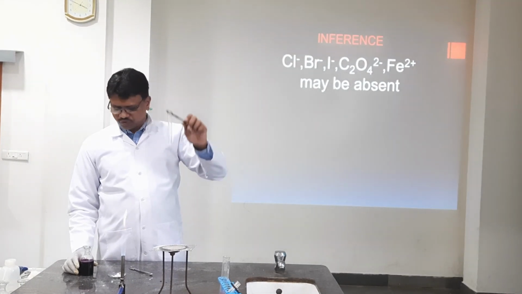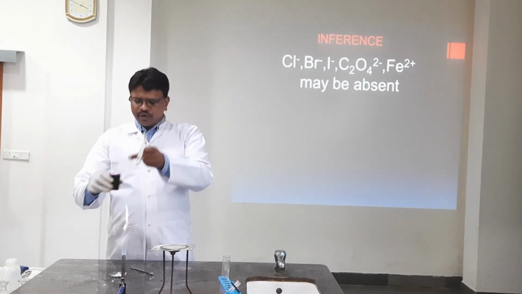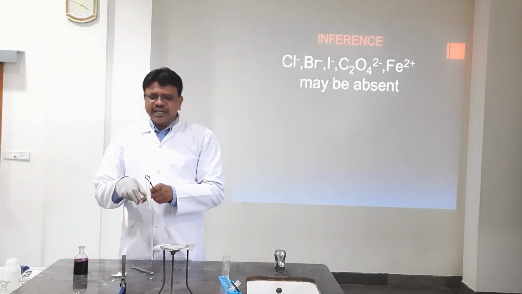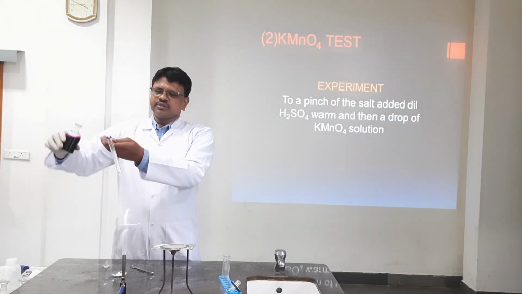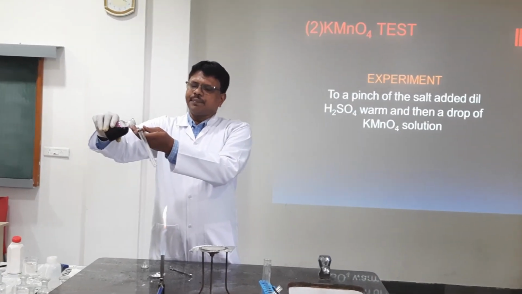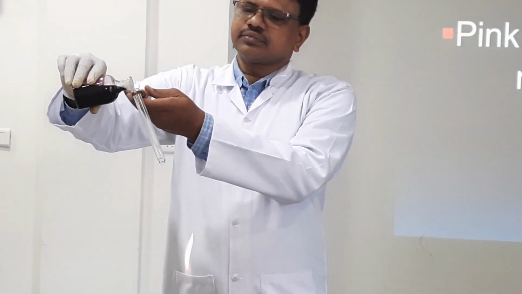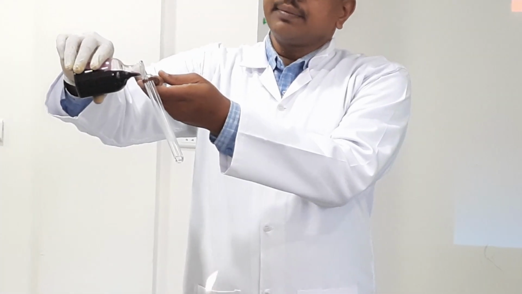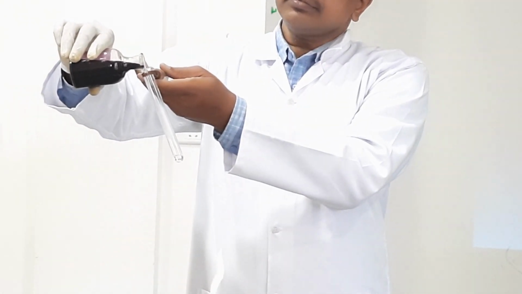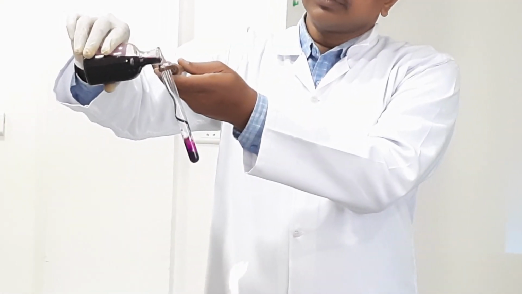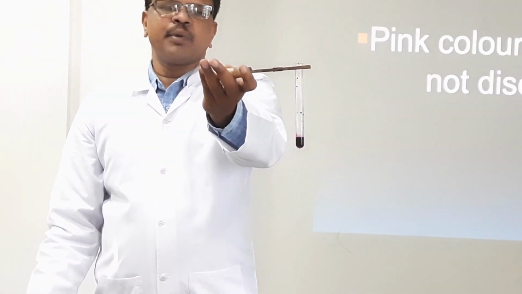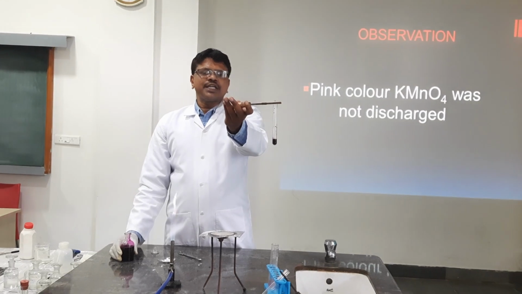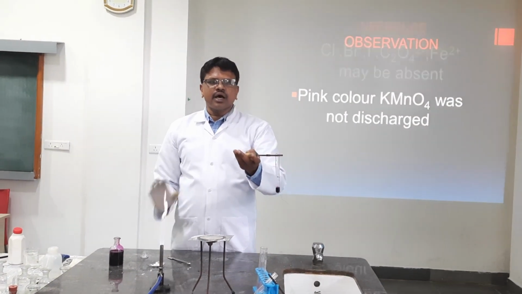Decolorization of KMnO4. So I am going to add this KMnO4 to this. If it decolorizes, those ions may be present. Okay. The color of the KMnO4 is pink. Before adding, the color is pink. See, after adding also there is no change in the color of the KMnO4. So what does it indicate? Those ions are absent.